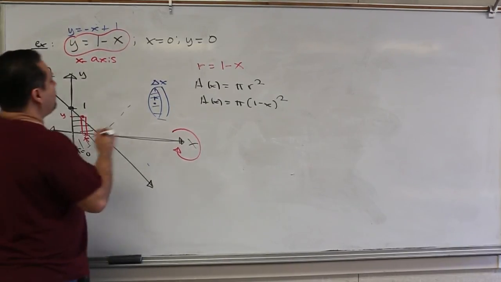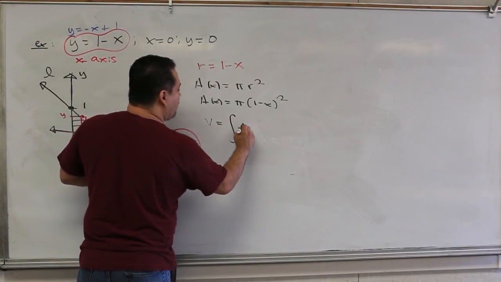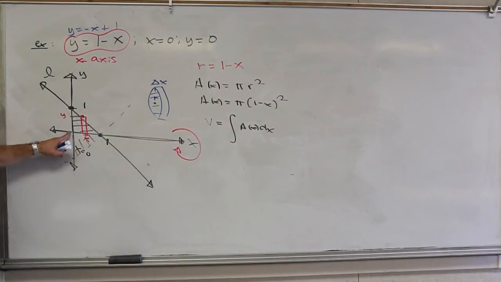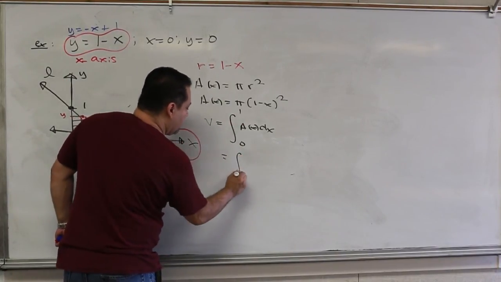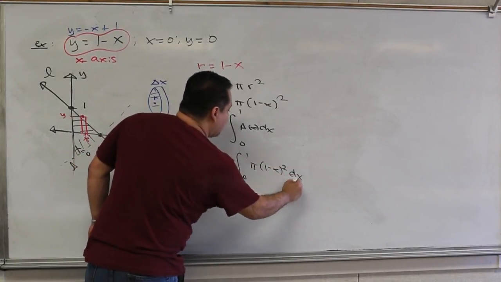So, what's the volume? The integral of the cross-sectional area dx. What are the limits for x? 0 to what? 0 to 1. So you go from 0 to 1. Here's our function. 0 to 1, pi times (1 minus x) squared dx.